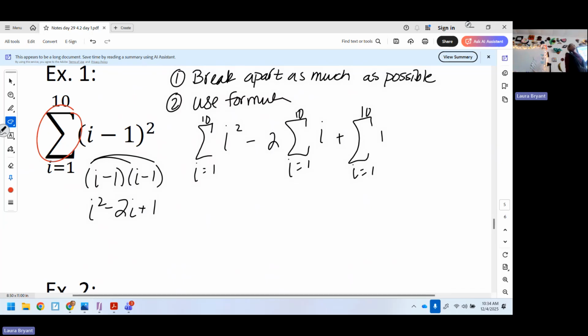Okay, then once you've got it completely spread apart, I want you to look at your I formulas and what you have here. So this is one of your formulas. Take a look. Do you have one for i squared? That's the hard one, right? It's n times n plus 1 times 2n plus 1 over 6. N stands for this top number. So it says n times n plus 1 is going to be 10 times 11, times 2n plus 1 is going to be 21, over 6.